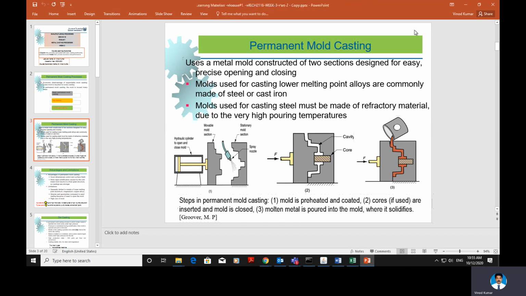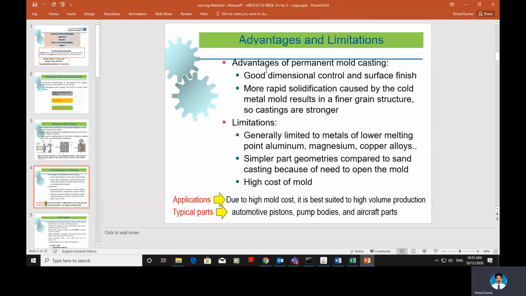What are the advantages and limitations of permanent mold casting? Very good surface finishing, because in the sand casting process the surface is normally rough, whereas in permanent mold casting the surface has a very good finish and good dimensional control or accuracy also. Rapid cooling, because the metal mold dissipates heat rapidly, results in a finer grain structure. Whenever the structure becomes fine, the strength of the casting also increases. These are the advantages of permanent mold casting.